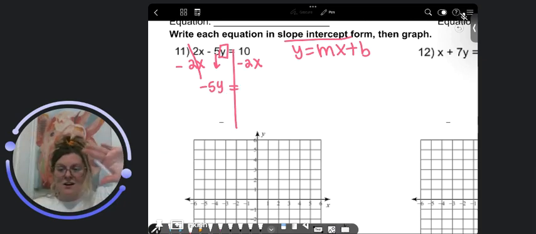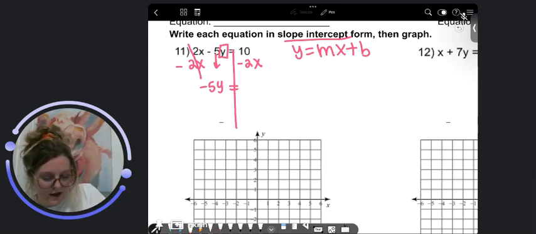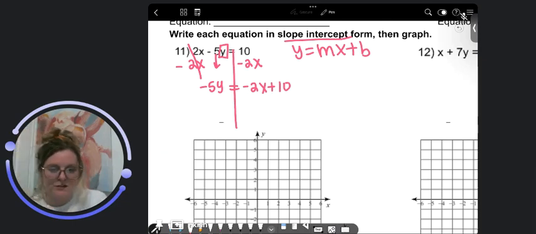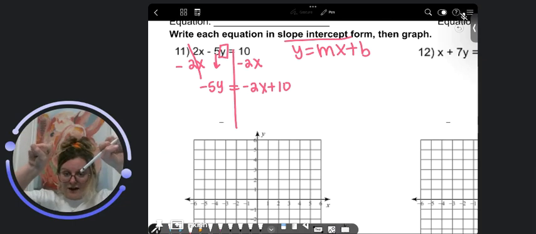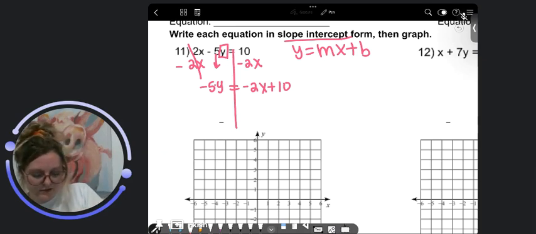I cannot combine a number and a number with an x, so I'm going to leave them separate. I'm going to write negative 2x. It's a positive 10, so plus 10. Lastly, now I want to split the negative 5 and the y. Right now they're touching, so they are multiplying. The opposite of multiply is divide, so I'm dividing by negative 5.